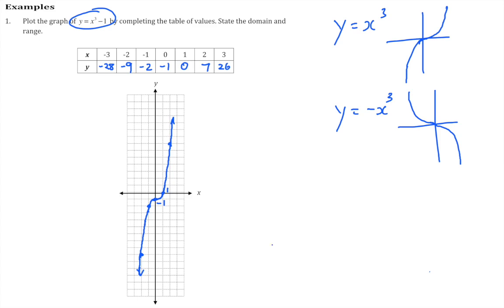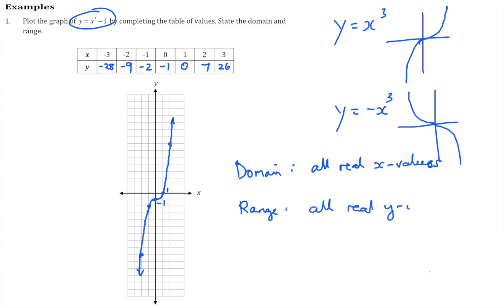Now the domain and the range for this particular question. So let's get the domain first. Domain, all real x, because it spreads forever to the left and the right. As for the range, it is all real y values because it heads upwards and downwards forever. So there is our cubic graph.